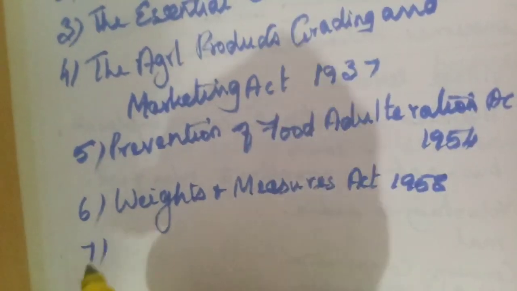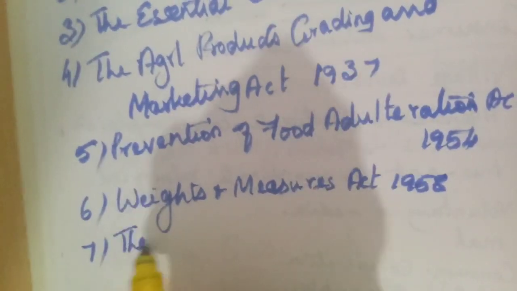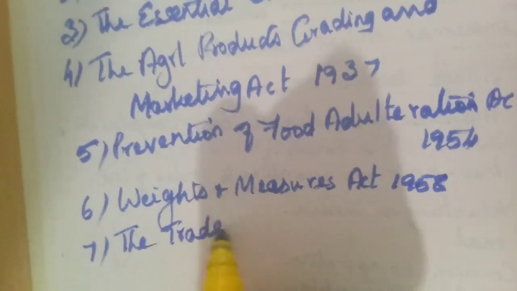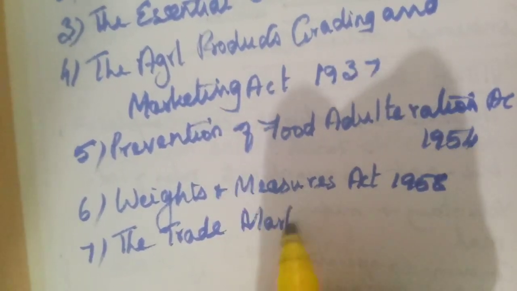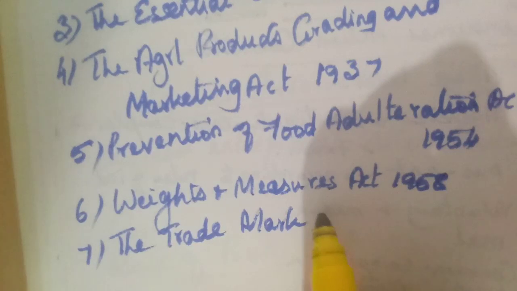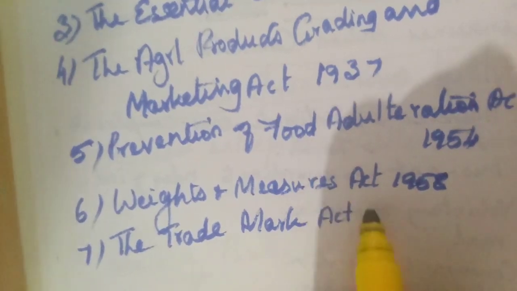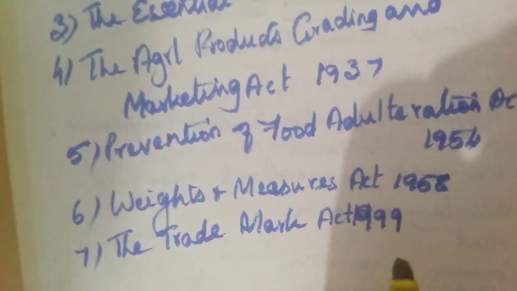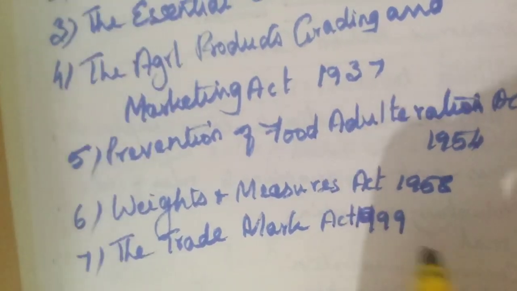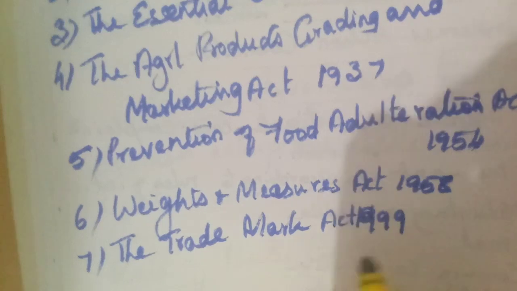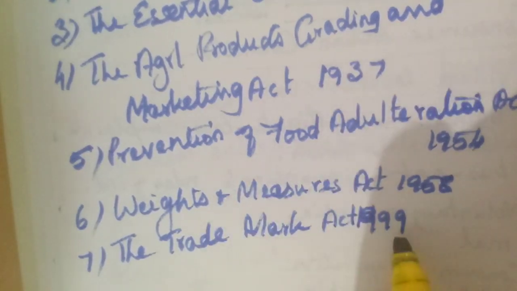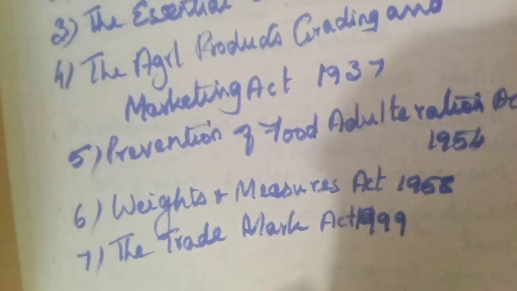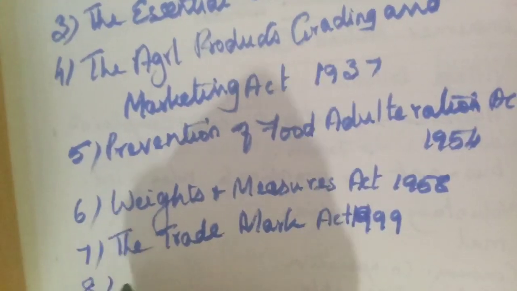Okay. The next one, the Trademark Act. Trademark. We have for the good products, we have the trademark, isn't it? So there they may not change that, fraudulent mark may not be there. So they will prevent the fraudulent trademark available in the market. Okay, Trademark Act, 1999. Then the next one, Competition Act.